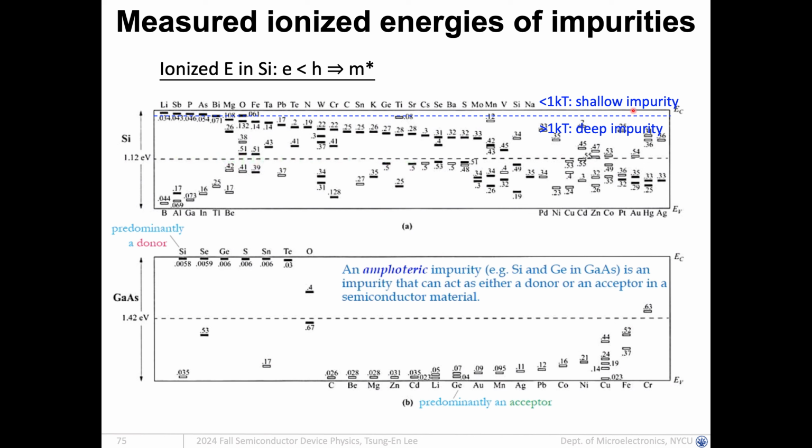And when the distance between the conduction band and the binding energy is less than 1 kT, then we say it is a shallow impurity. But if it is deeper, then we say it's a deep impurity.